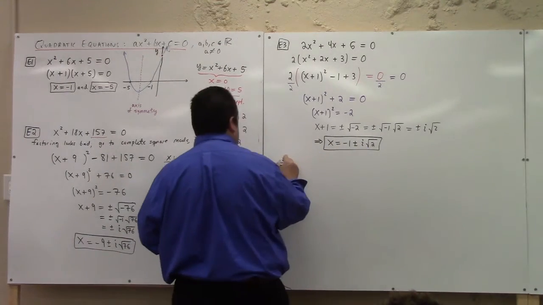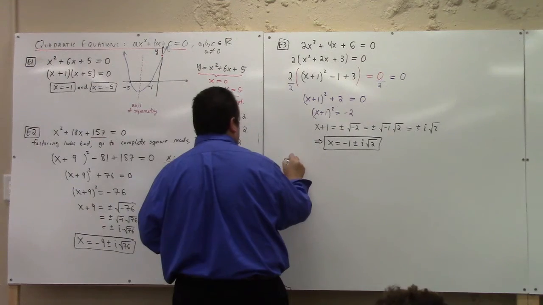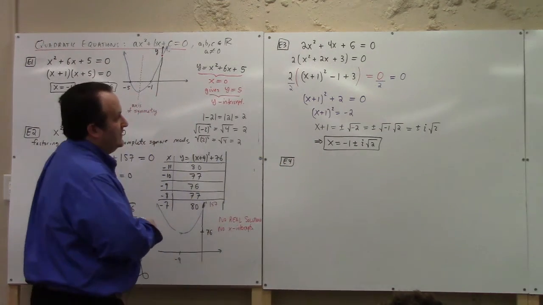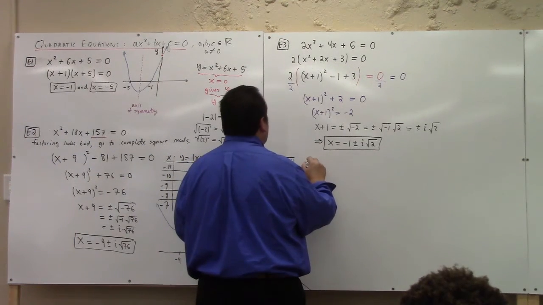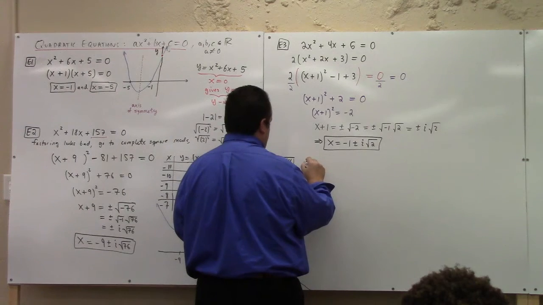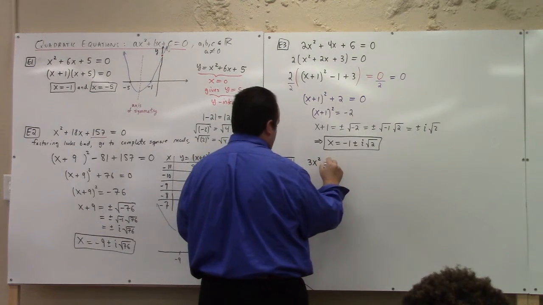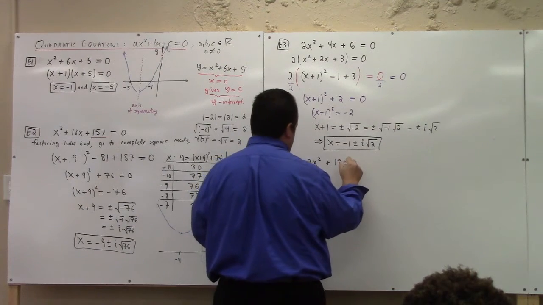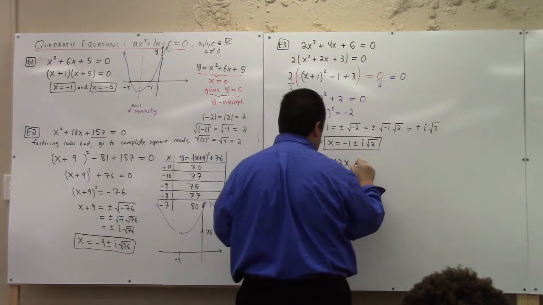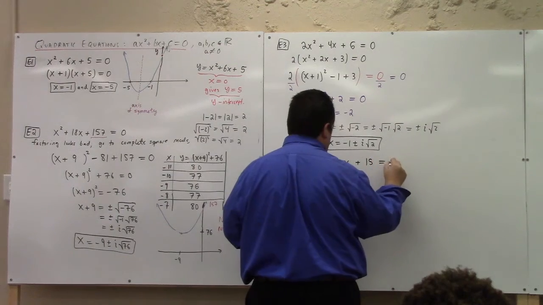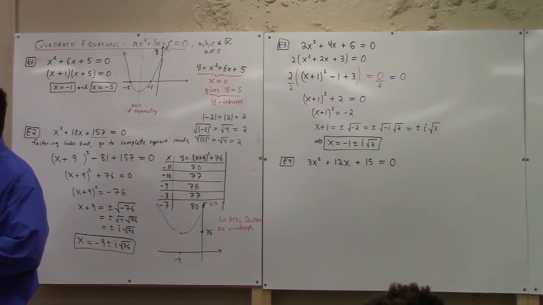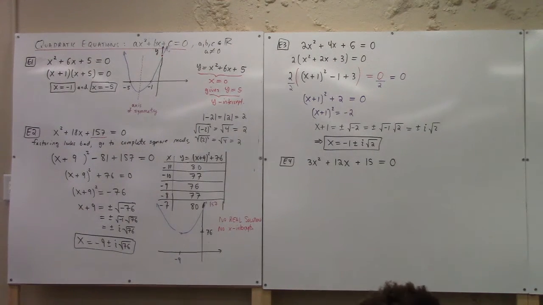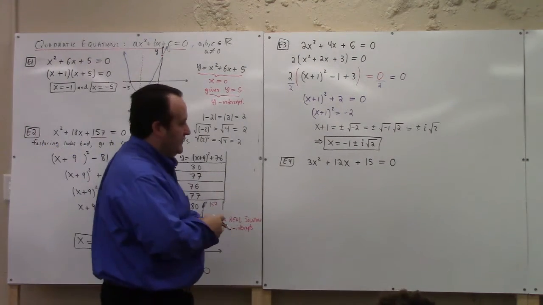Let's do another one that's kind of like this. Example 4. Let's say 3x squared plus 12x plus 15 equals 0. Let's see if we can solve this one. I'm being kind in the sense that I'm making sure we don't end up with fractions in the calculation, at least for now. So what would you do?